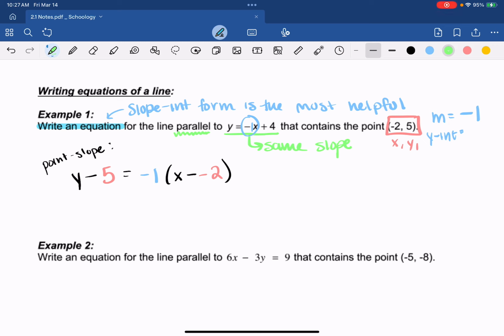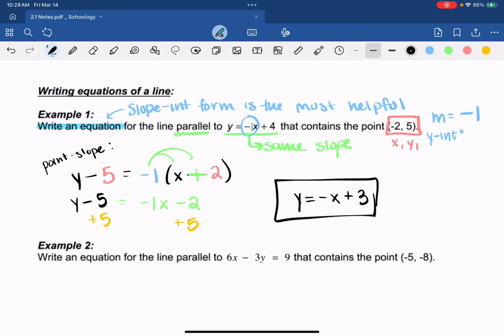So now let's just simplify. So I know this is going to turn into a plus, so I'm just going to change that now. I'm going to distribute my -1 in, so I have -x minus 2, y minus 5, bring that all down. Now I'm just going to add 5 to both sides. So my final equation is y equals -x plus 3. That would be my equation.